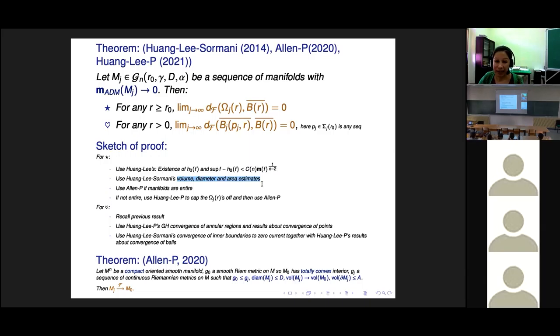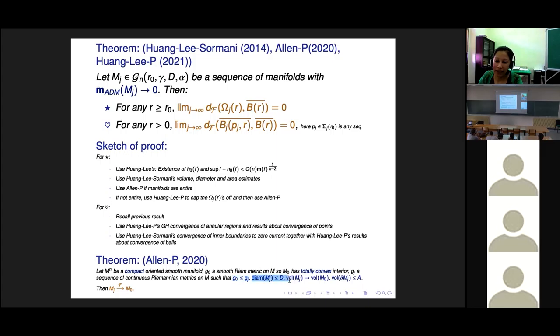And if the manifolds are entire, that's when the U's are empty, then you can use right away my theorem with Allen. And let me remind you what was my theorem with Allen. So you have manifolds that are compact, oriented, smooth manifolds. But anyway, you wanted the Riemannian tensors to satisfy this inequality. And we actually have it right away because the manifolds that we are creating are graphs, so they come from a function. So actually your Riemannian tensor is going to be just the Euclidean tensor plus DF tensor DF. And so this inequality is going to be satisfied right away.